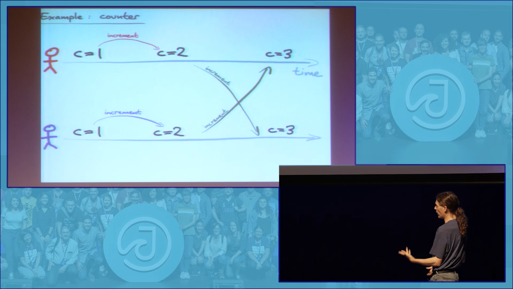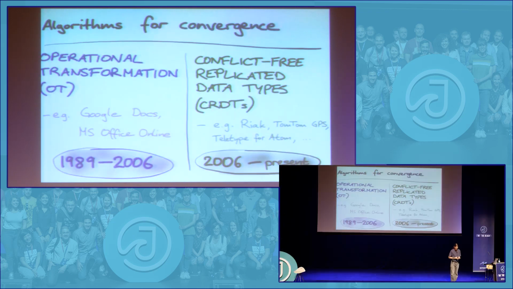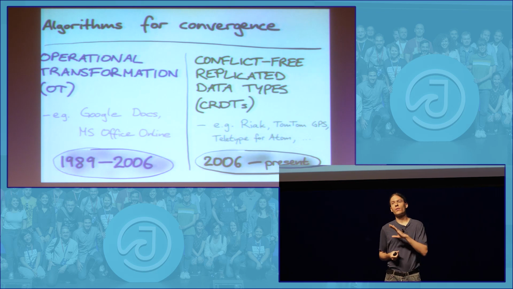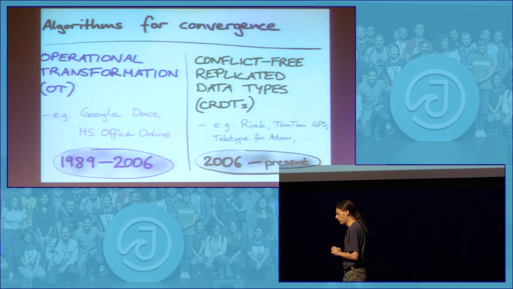So we want to merge these things together automatically, and people have been studying algorithms for doing this kind of thing for quite a long time. I mentioned Google Docs, and Google Docs internally uses an algorithm called operational transformation, which has a bit of a reputation. Operational transformation was developed in academic research since the 80s. And yes, most of the kind of collaborative editors that you see nowadays are still based on this idea.